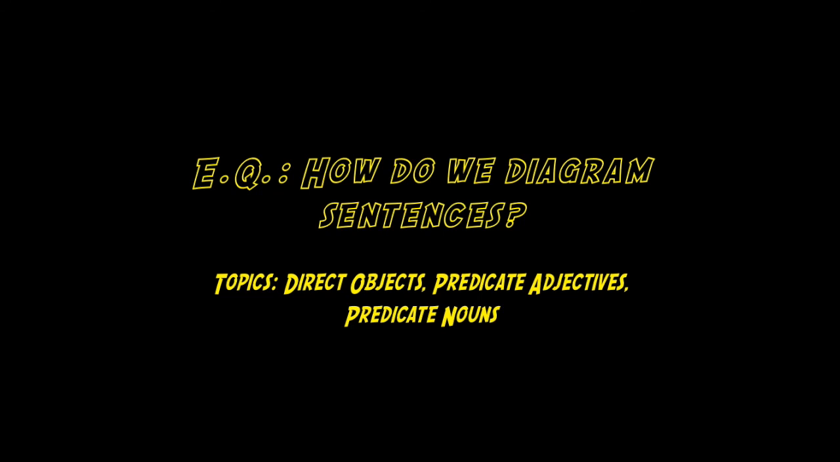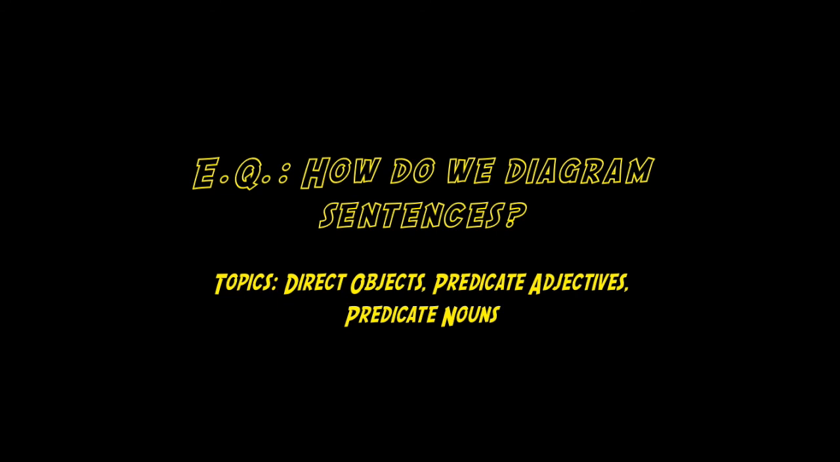This is going to continue our last video lecture, so it's going to be over the same thing. Going to have the same essential question: how do we diagram sentences? But it's going to have different topics. Today's topics are going to be direct objects, predicate adjectives, and predicate nouns.